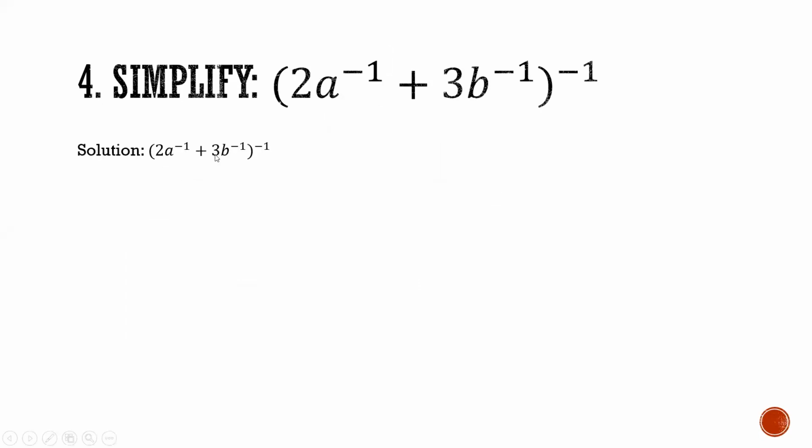Okay, we are moving forward to our solution part, that is 2 to the power a minus 1 plus 3 to the power b minus 1, whole to the power minus 1, or you can say it like 2a inverse plus 3b inverse, whole inverse, whatever you say, no problem. As we know, the power minus 1 is known as inverse. So here the tricky part is here.